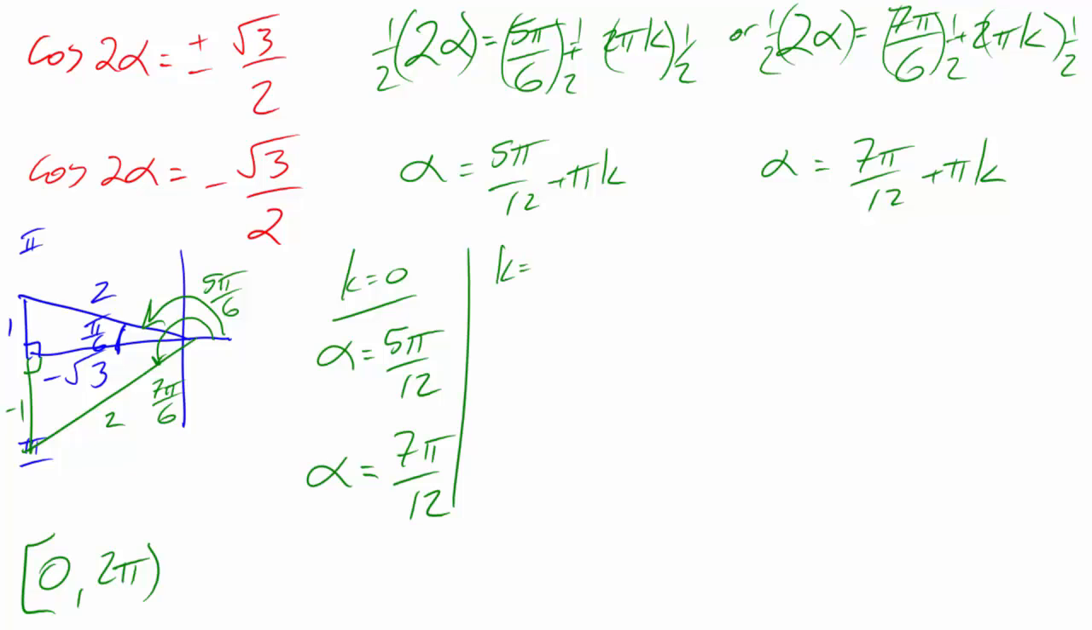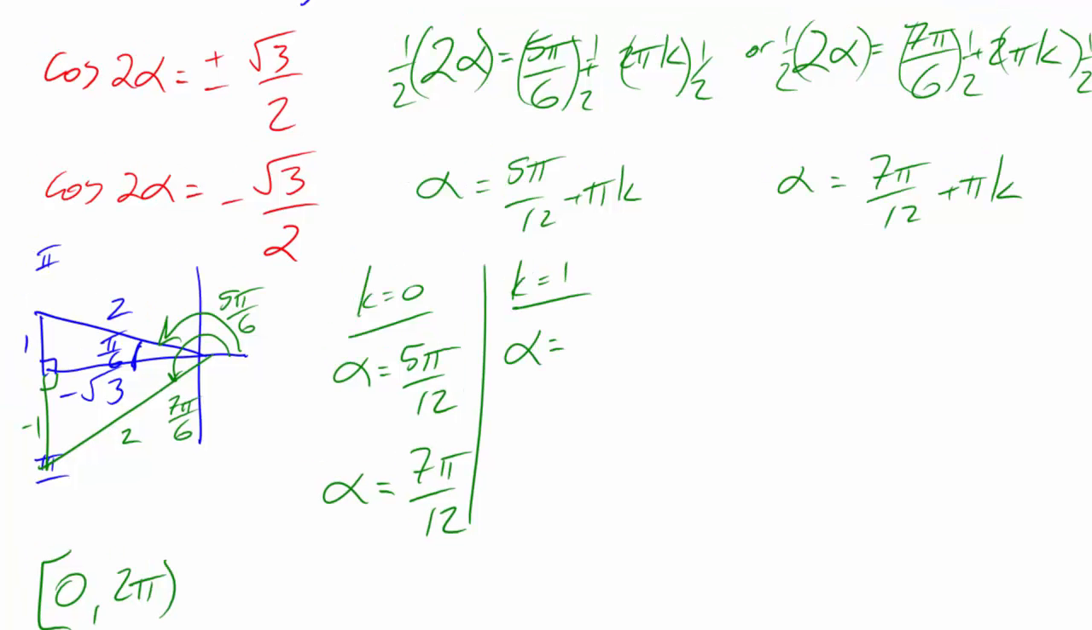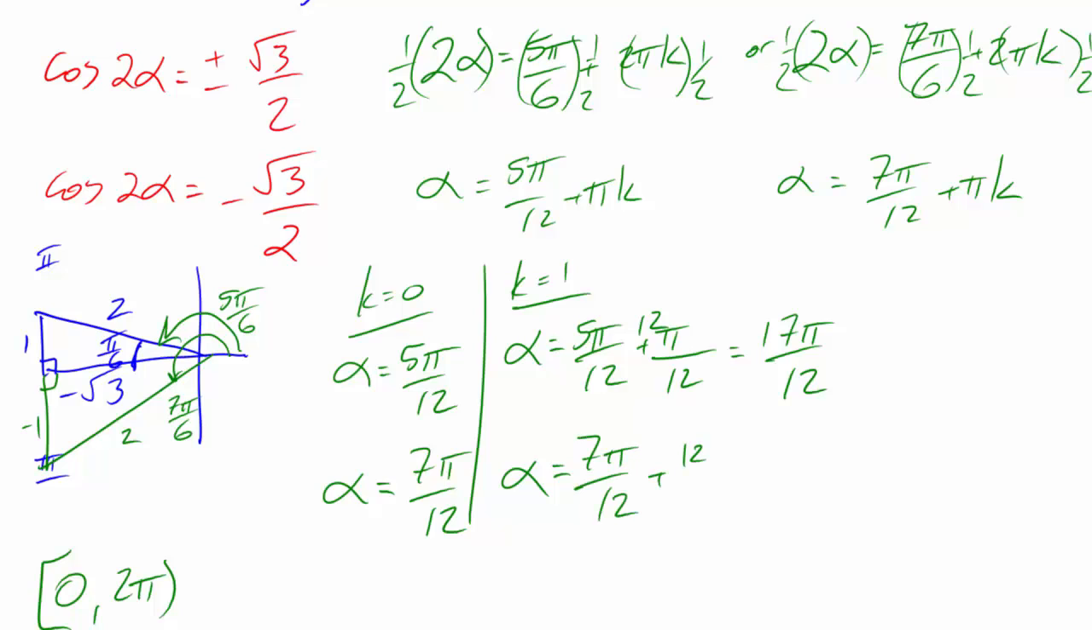And 7 pi over 12 is still good in our confines as well. Now we'll go to k equals 1. Alpha equals 5 pi over 12 plus pi times our k value, which is just 1, so I don't really need to put that in there. Common denominator here will be 12. So 5 pi over 12 plus 12 pi over 12 will give us 17 pi over 12. I'll play the same sort of game here with the other option for our alpha. That's our 7 pi over 12 plus, again, another 12 pi over 12 to get 19 pi over 12.